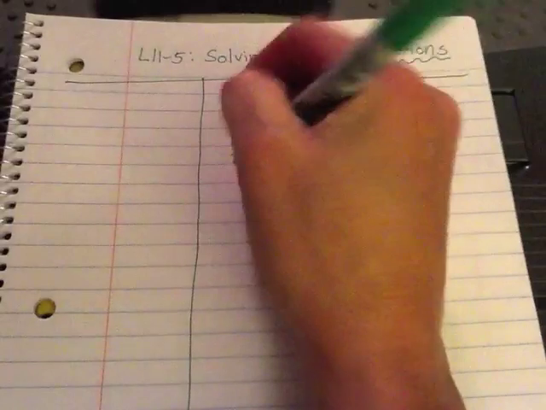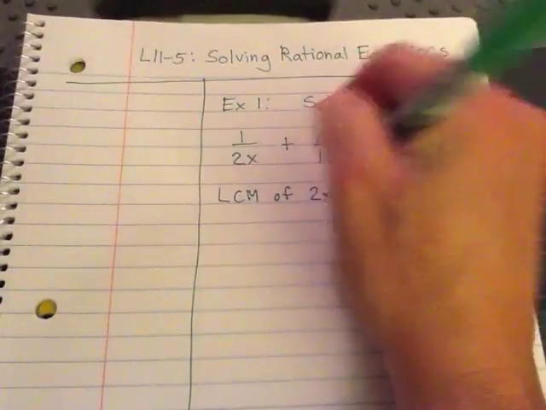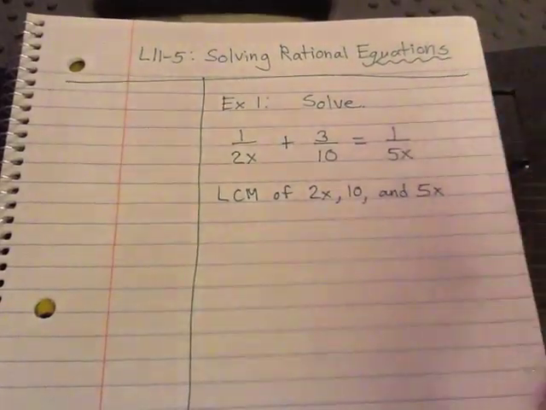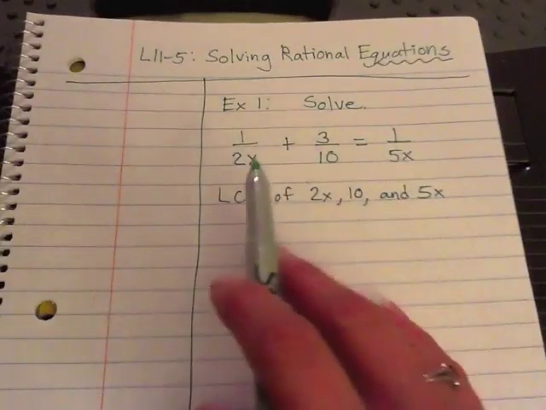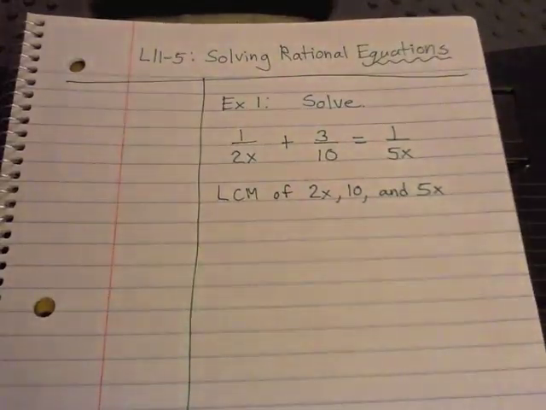So you're going to look for the LCM of all your denominators, 2x, 10, and 5x. You're looking at every single term that has a fraction in that whole equation, only the ones that have fractions, which in this case all three do. Any fraction, you're looking at the denominator, no matter which side it's on.